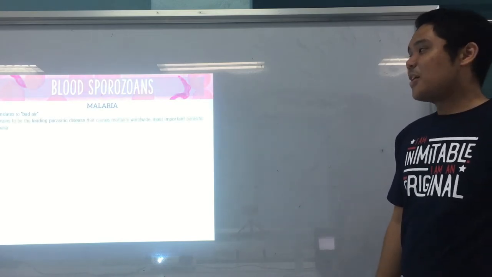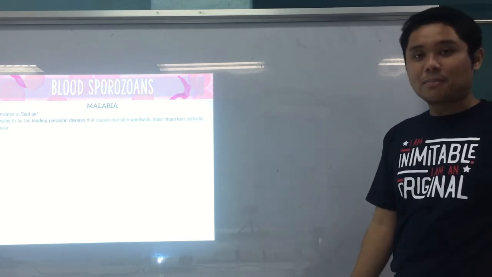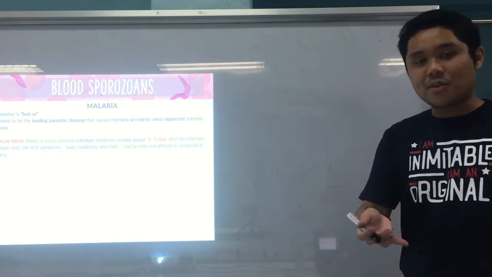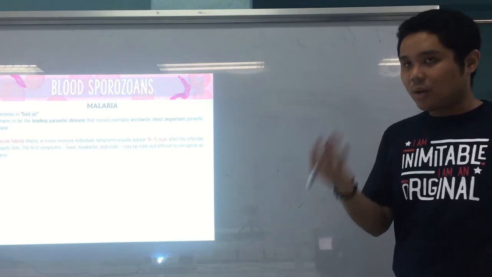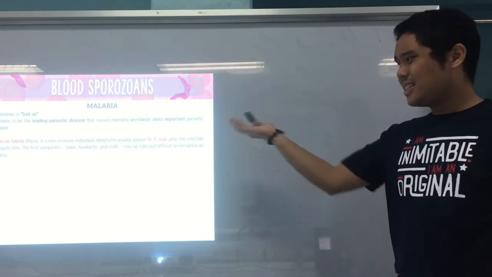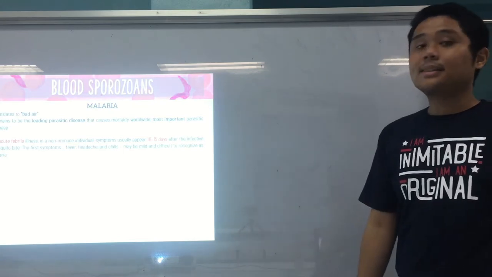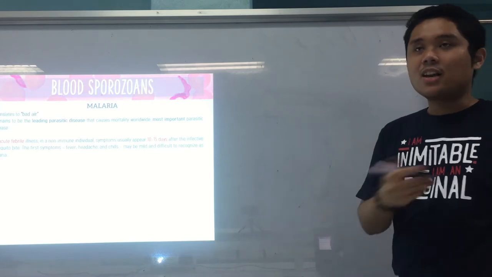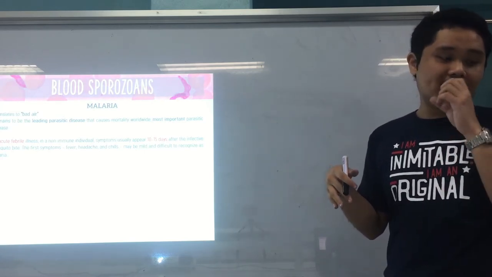Now, it remains to be the leading parasitic disease worldwide, and it's the most important parasitic disease. It's an acute febrile illness, so fever, in a non-immune individual, meaning someone who has not yet experienced malaria. Symptoms usually appear 10 to 15 days after the bite of the mosquitoes, and the first symptoms usually are non-specific, so you cannot tell it's malaria. Fever, headache, chills, so you might think that it's dengue.